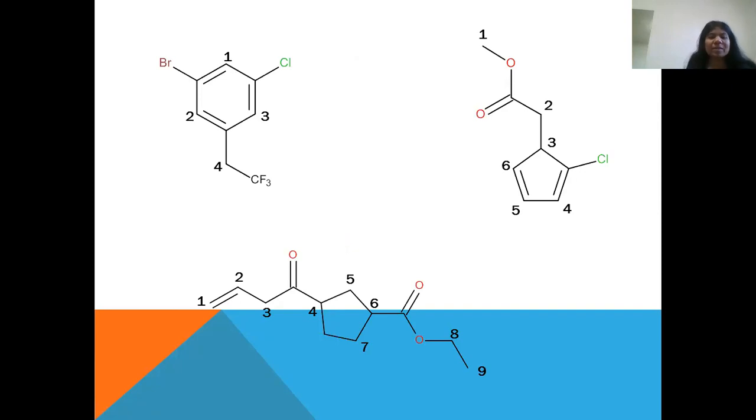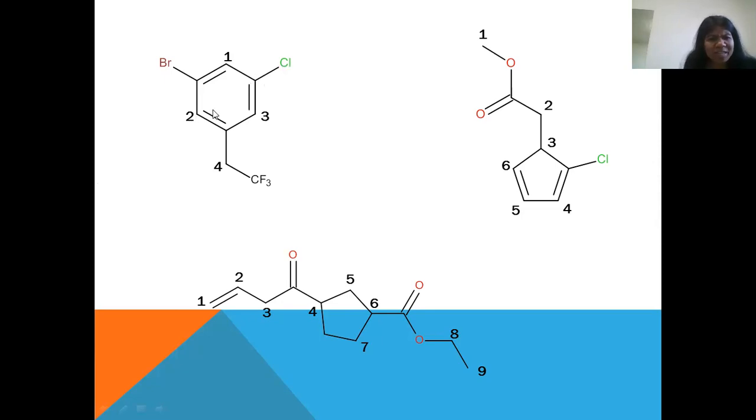Let me go to the next example. As you can see here in this structure, I have not made it very complicated. These are easy structures. So as you can see, there are 4 different types of protons attached to the structure. This is 1, it is attached to a carbon which is attached to bromine, and this is attached to another carbon which is attached to a chlorine.